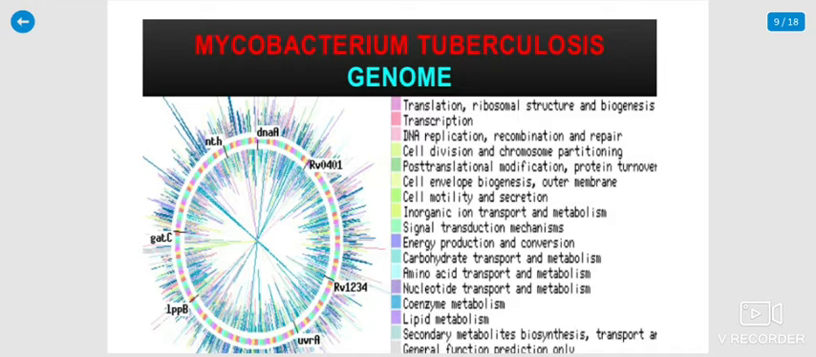So this is the genomic analysis of tuberculosis, particularly Mycobacterium tuberculosis. The categories identified include translation, ribosomal structure, biogenesis, transcription, DNA replication and repair, recombination, cell division, chromosome partitioning, cell wall development, biogenesis, cell motility, secretion, inorganic ion transport and metabolism, signal transduction, and energy production and conversion, carbohydrate transport and metabolism, amino acid transport and metabolism, nucleotide and coenzyme metabolism, and lipid and secondary metabolite biosynthesis. So many things are present in the genomic aspect.